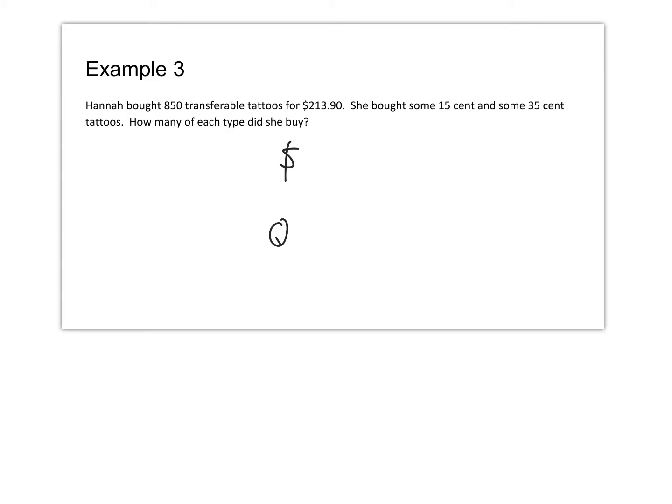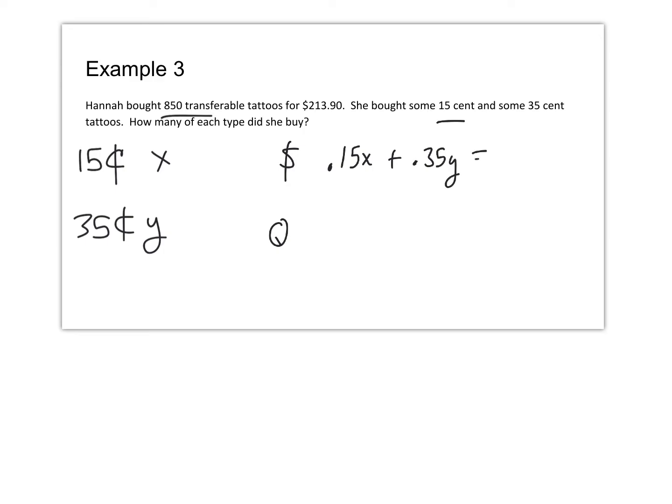Okay, so we have some 15-cent tattoos, and we have the 35-cent. Now I don't know how many of each type she bought, but she bought 850 in total. So to start, I'm going to make this x. Let's make this y. So we're going to do 0.15x plus 0.35y. It's going to equal 213.90.